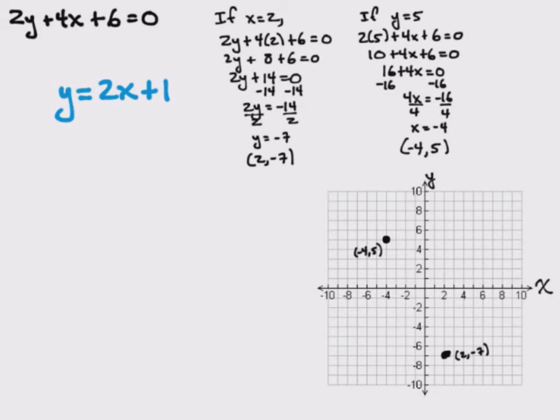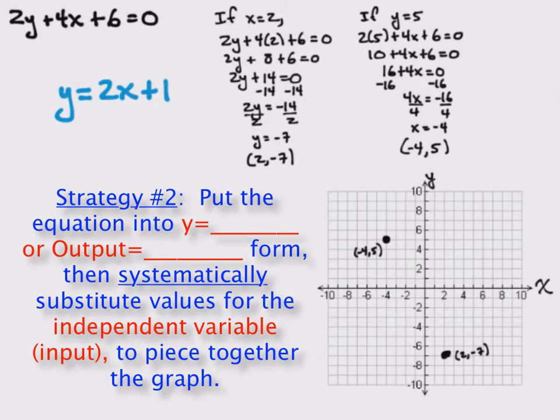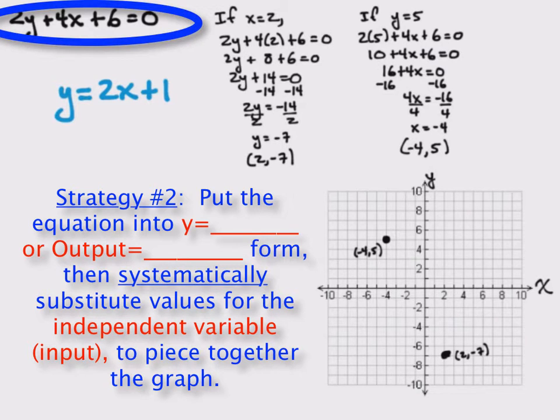And this brings us to our second strategy, which is to put our equation in the form y equals an expression, or output equals an expression, then substitute values in for our independent variable, oftentimes x, to find ordered pairs. So let's go ahead and take this equation, 2y + 4x + 6 = 0, and transform it into a y equals equation.